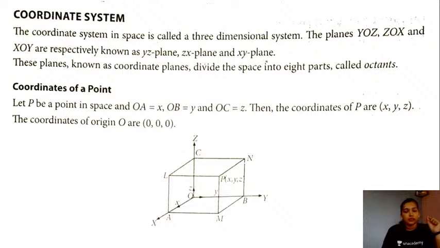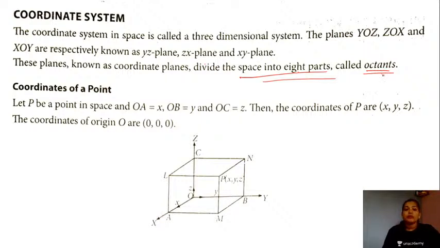Now these planes, students, basically divide the entire space into 8 different parts. And these 8 different parts are called the octants. Remember the word, these are called the octants. So you have 8 different parts of the entire space divided by the planes, and these are called the octants.